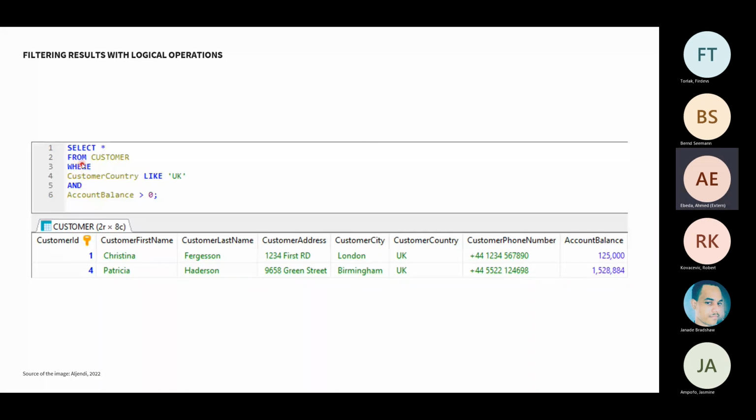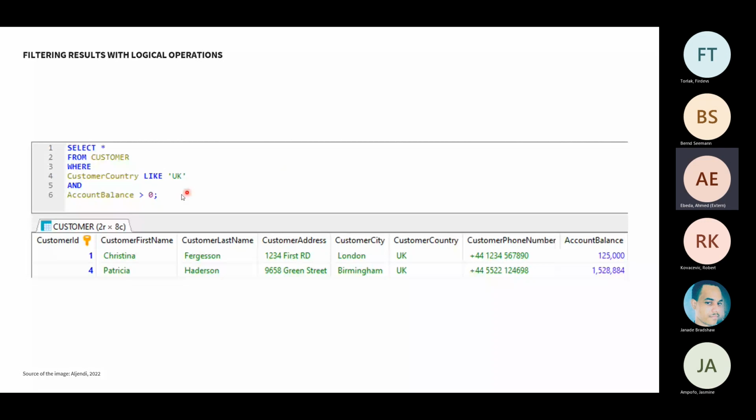So let's check here. Here we need to select asterisk from customer, like select all records from customer, our table, where country like UK and account balance bigger than zero. If one of these conditions isn't satisfied, it will not bring anything.